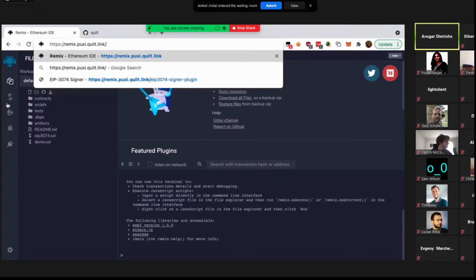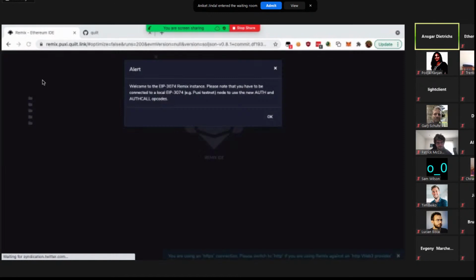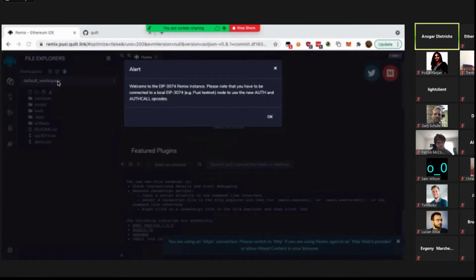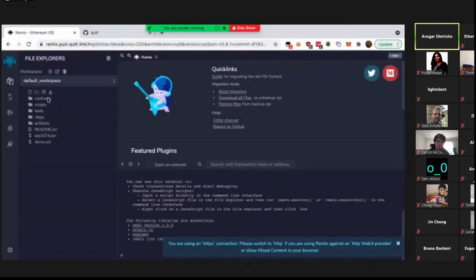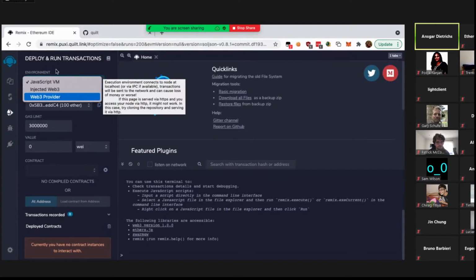And for now, at least, if you're familiar with how Remix works, you can either use a JavaScript VM or just a local node. We haven't yet implemented 3074 in the JavaScript VM, so you have to connect a node that is connected to the testnet, or to a local instance of the testnet or something. So you have to actually go to Quilt, and then in the Pushy, as Matt was saying, you can find instructions to actually connect to the testnet.